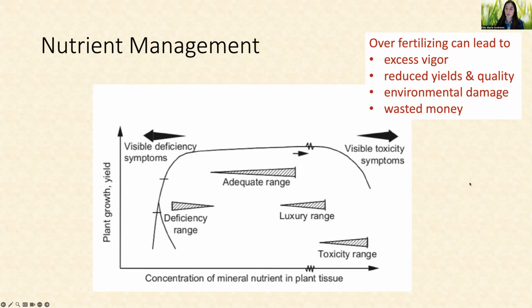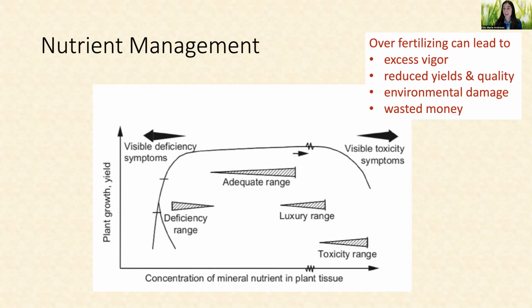If you ever over-apply nitrogen or the plant has access to too much, you might see an increase in foliage, sometimes too much foliage at the expense of fruit tissue. You might also see reduced yields and quality, so this does affect the fruit as well. And you can cause some environmental damage with this as well.